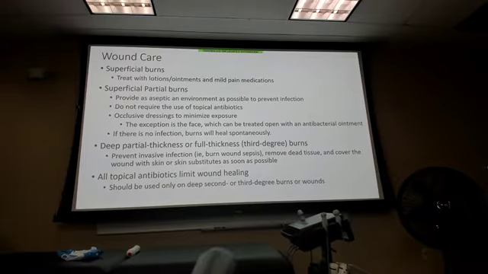So, wound care for the specific burns. Superficial burns, you're treating with lotions, ointments, mild pain medications. Nothing too crazy, right? You can use aloe. Aloe's great. You can use aloe with a little bit of lidocaine in it. You get that over the counter.